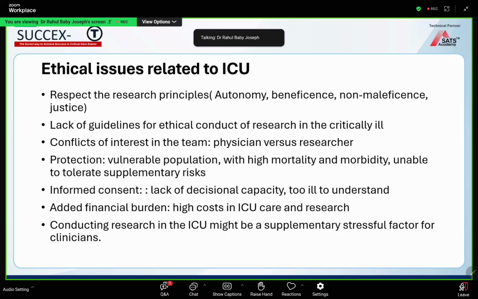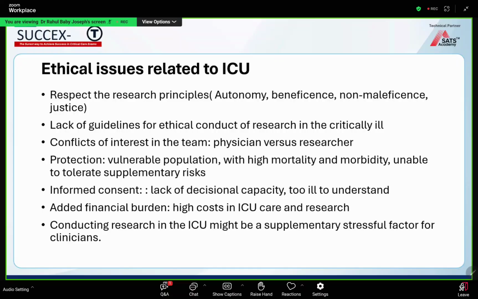Specific to ICU, we have the principles of research, which include autonomy, beneficence, non-maleficence, and justice. It is probably not always possible to respect all these principles. There is a lack of guidelines for ethical conduct of research in critically ill patients. There can be certain conflicts of interest between the physician and the researcher, and they are a vulnerable population.